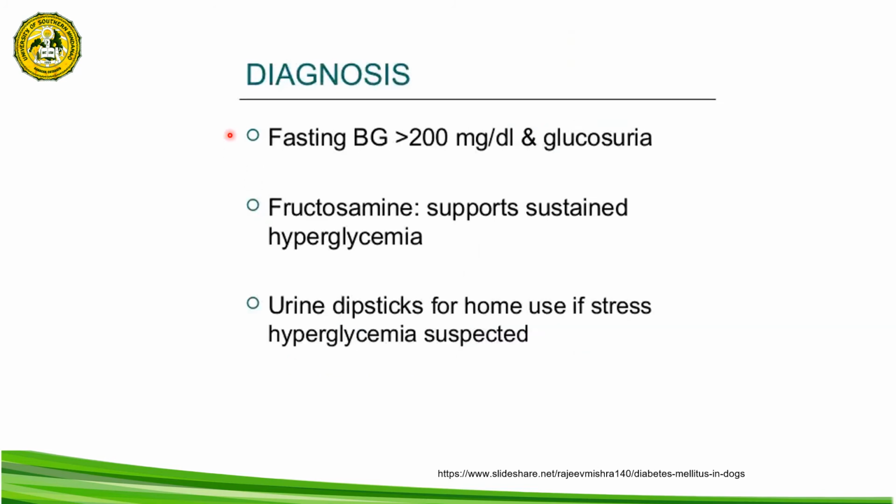For the diagnosis of diabetes mellitus, this includes a fasting blood sugar of more than 200 milligram per deciliter and glucosuria, or an elevated glucose in the urine. We can also use fructosamine. This will support sustained hyperglycemia. Fructosamine is a compound that is formed when glucose combines with protein, and it is an important tool to diagnose diabetes. We can also use urine dipsticks for home use if stress hyperglycemia is suspected.